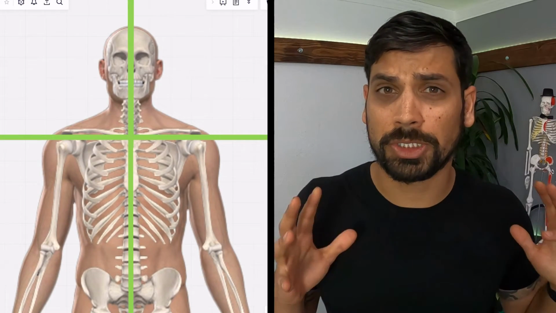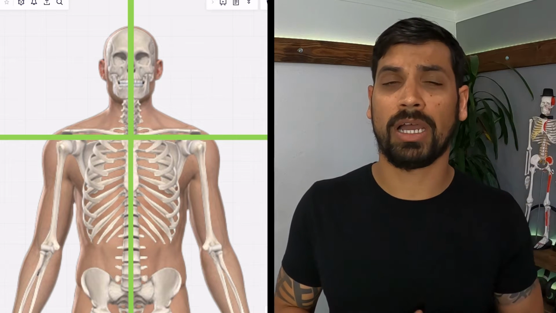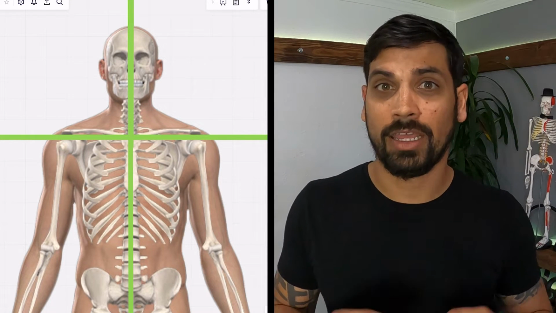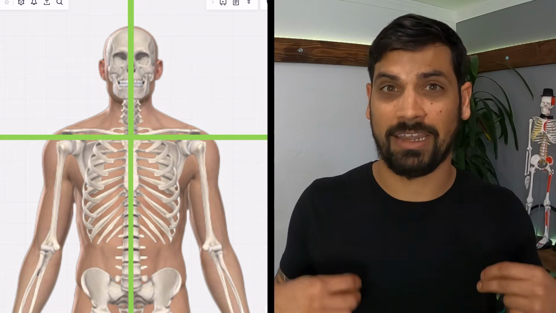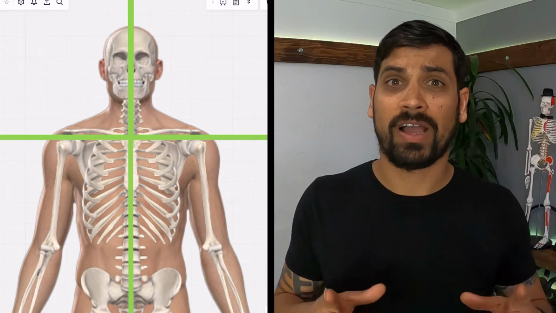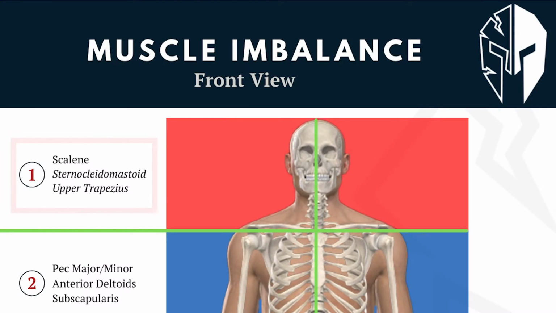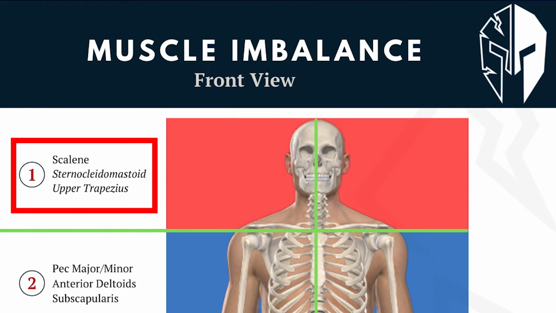Here you can see that there are two green lines going across the body, one across the shoulders and one straight down the middle of the head. These lines represent muscles being balanced, which means if you find that your head is tilted to one side or another or rotated, then it could be the muscles that are written down in the red section creating that muscle imbalance in the first place.